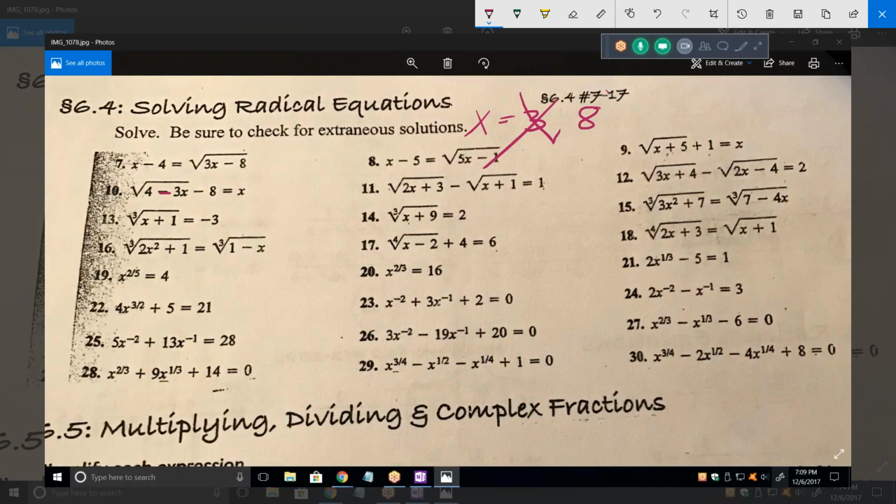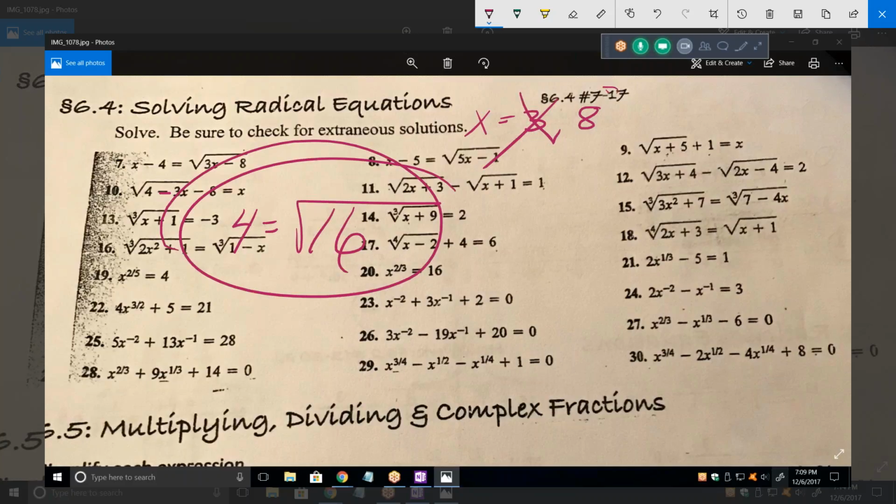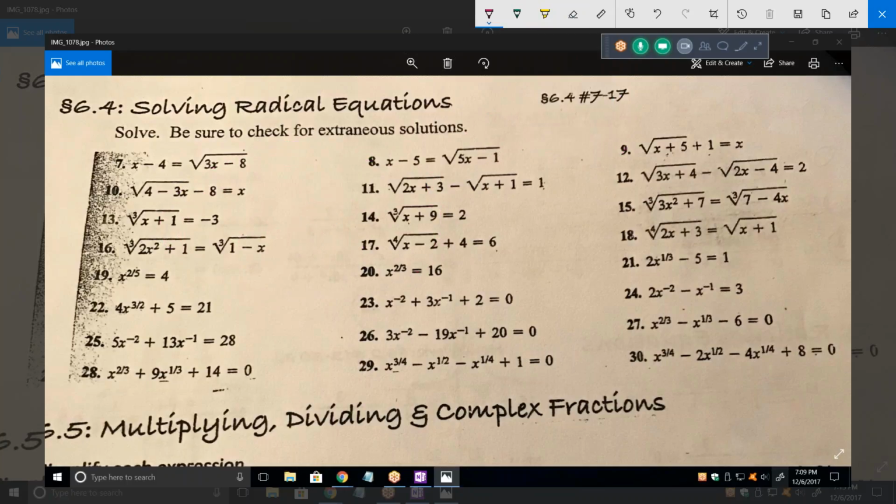Okay, so 8 minus 4 is just 4. And then 3 times 8 is 24, minus 8 is 16. Square root is 4. So, yes, it would work. That's true. That's a solution. But this is a great example of where one of your solutions is extraneous. There are 3 basic things that really produce extraneous solutions you've got to be careful about. One is radical signs, the other is absolute value signs, and the third one is logs.